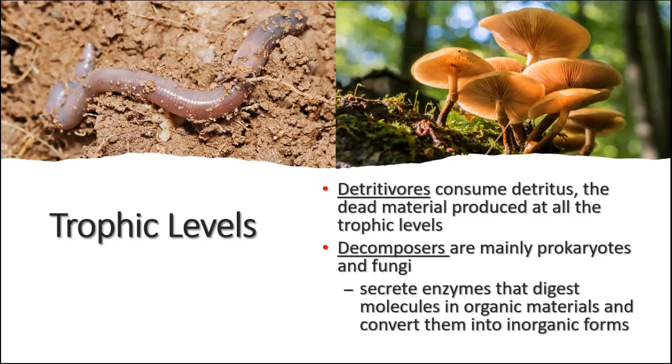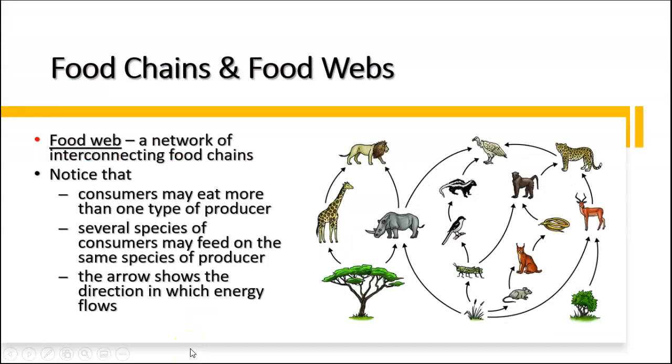Decomposers are generally bacteria or fungi, and both of those secrete enzymes that break down molecules in the organic materials around them and then convert them into inorganic forms that can be used by the plants and get back into the food chain. So really important, the detritivores and the decomposers are an extremely important part of the trophic levels in any ecosystem because you've got to be able to recycle that matter.